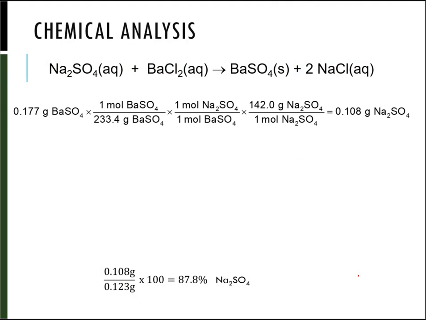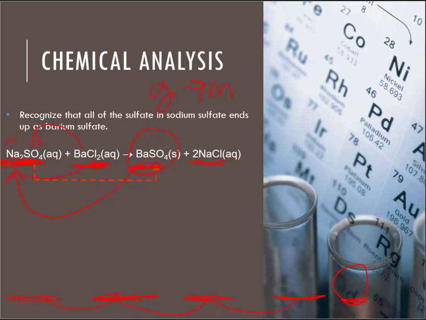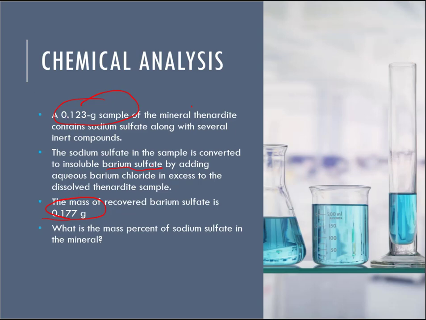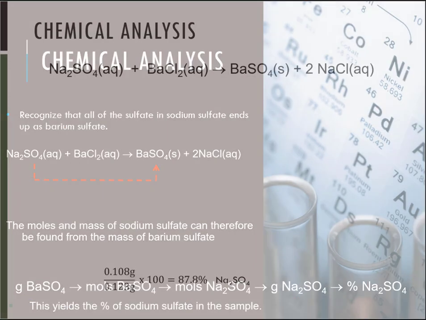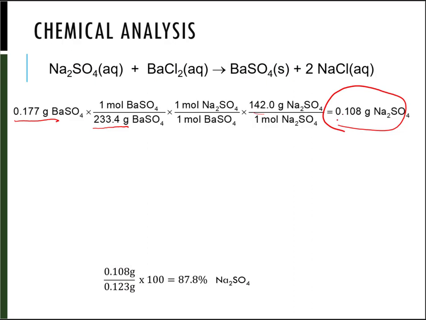So we were told that we recovered 0.177 grams of barium sulfate. So 1 barium, 1 sulfur, and 4 oxygens molar mass, grams to moles. It was a 1-to-1 mole ratio, and the molar mass of Na2SO4 is 142. So that means that we started with 0.108 grams. So we're going to take that 0.108 divided by the 0.123. I'm going to back up the slides here, because we were told that we had a 0.123 gram sample. So that's the full amount that we started with. But we found mathematically that we ended up with 0.108. So our part divided by our whole times 100, 87.8% of sodium sulfate.